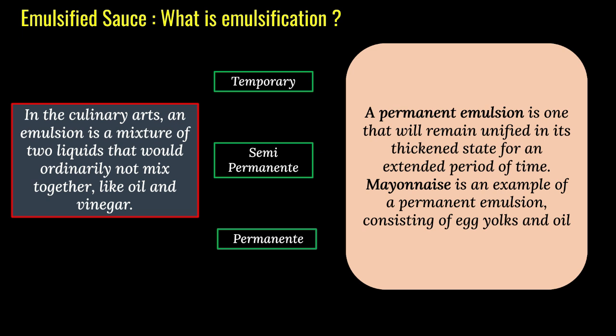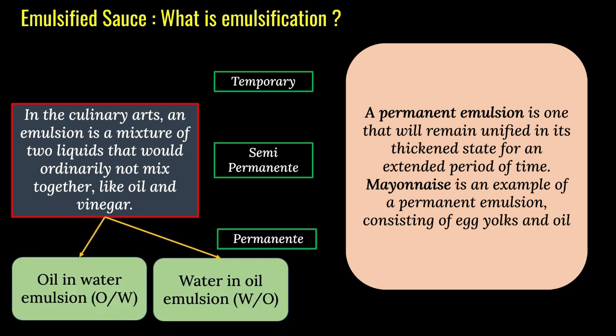Other than that, there are two ways this emulsification can be done. One is oil in water emulsification, and the other one is water in oil emulsification. Either you are mixing oil in water or you are mixing water in oil. So these are the two types of emulsification process. I hope it is very clear in your mind now. If you have any questions, please put them in the comment box. I'll be able to clarify it for you all. So let's proceed to the next.